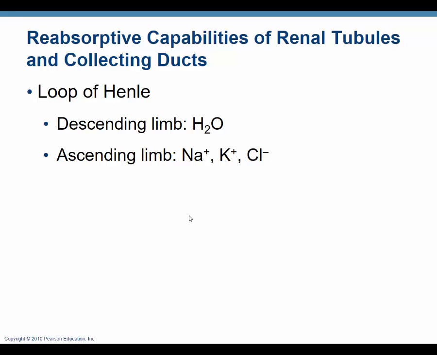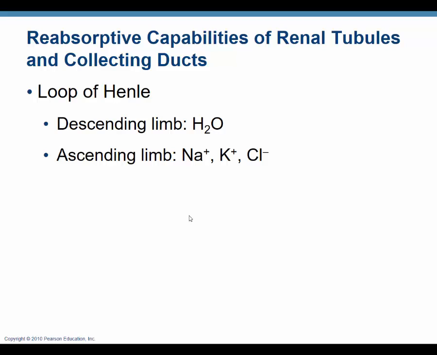Okay, the loop of Henle reabsorbs selectively. Based on the makeup of the walls of the loop of Henle, we find that the descending limb, as we're coming down into the medulla in these long juxtamedullary nephrons that have long loops of Henle, is only permeable to water. So sodium cannot leave the descending limb.